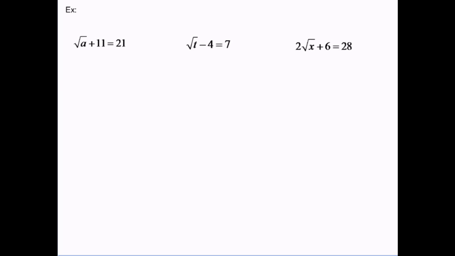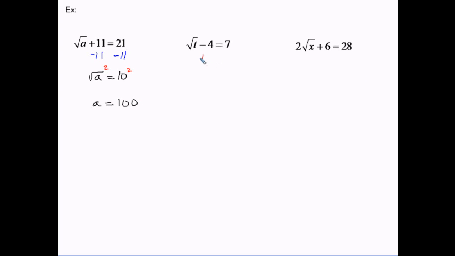Okay, so let's work on some of these. I want to isolate the radical. So this is the square root of a plus 11. So I'm going to subtract 11 from both sides. And I'm going to get the square root of a is equal to 10. And then I'm going to square both sides to get that a is equal to 100.